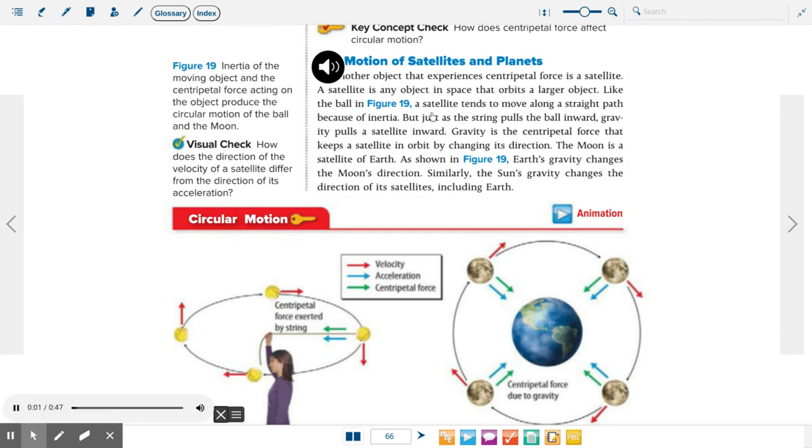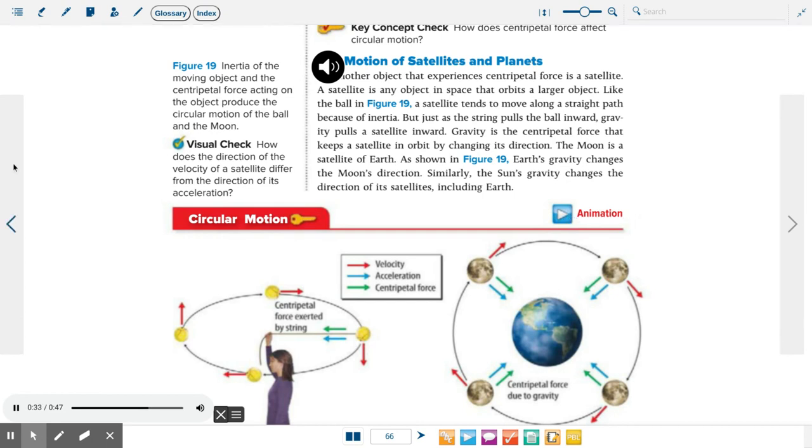The motion of satellites and planets. Another object that experiences centripetal force is a satellite. A satellite is any object in space that orbits a larger object. Like the ball in figure 19, a satellite tends to move along a straight path because of inertia. But just as the string pulls the ball inward, gravity pulls a satellite inward. Gravity is the centripetal force that keeps a satellite in orbit by changing its direction.